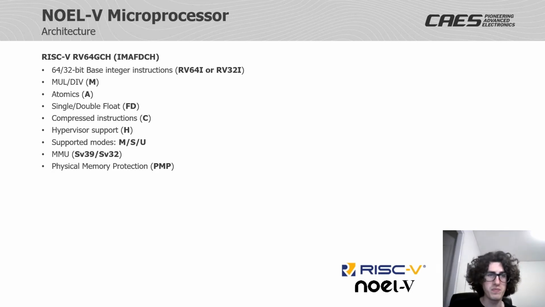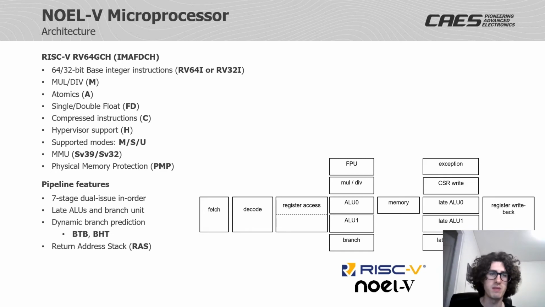The MMU supports SV39 as well as SV32 page tables with hardware page table walk and separate TLBs for data and instructions. Physical memory protection is also supported. Our design is a 7-stage dual issue in order pipeline. We also support late ALUs and branch unit with dynamic branch prediction support. We also support a return address stack.